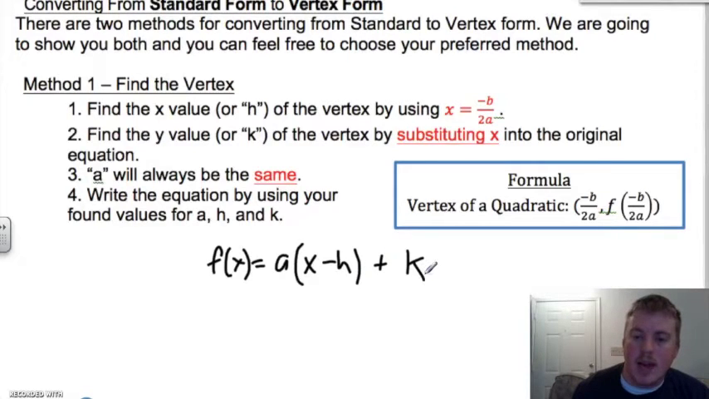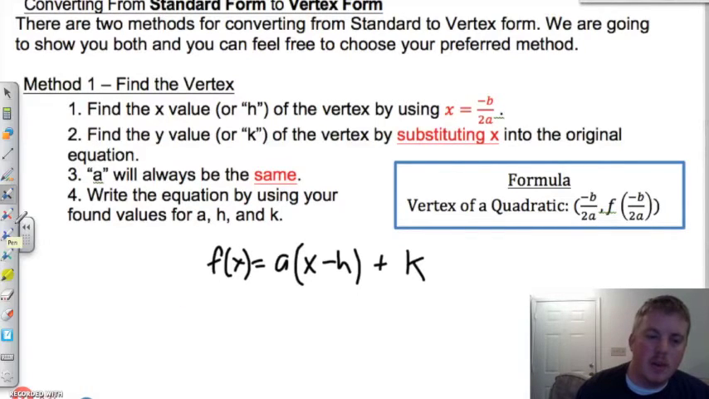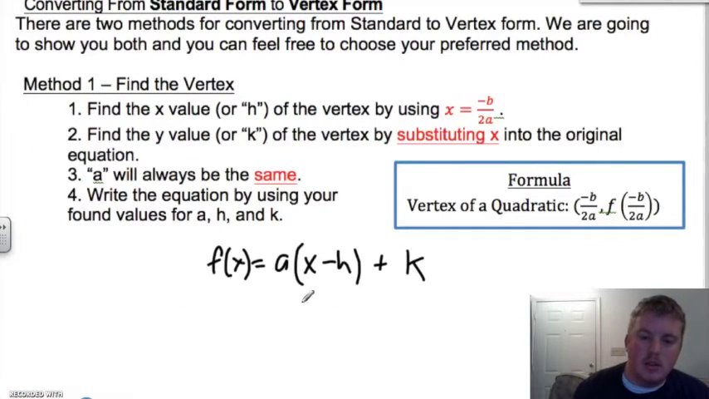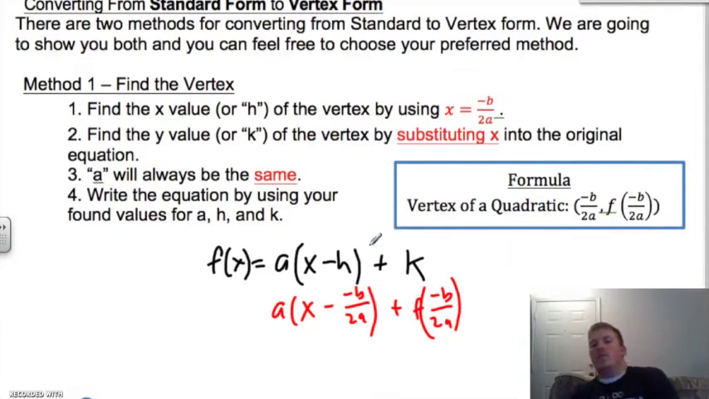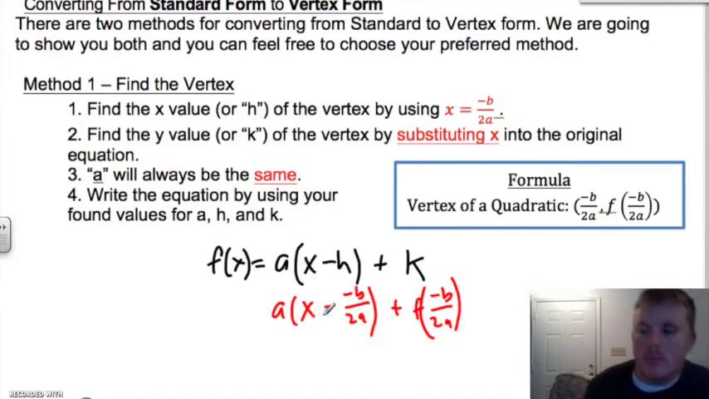plus k. So what we're really plugging in when we're going from standard form to vertex form is the same a. The h is basically going to be our negative b over 2a, and our k is going to be when we evaluate the function at negative b over 2a. Now this looks a little confusing when you are looking at this in the general form, so we're going to go ahead and jump into a couple examples.